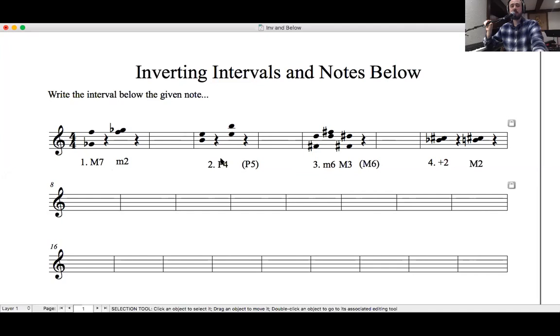So if you watched this video, you just got 4 free answers, which is nice. And I hope that clears up how we can use inversion to not only define and find the character of these intervals, but also to make difficult processes, maybe when we have to find intervals below, a little easier. All right, thanks everybody.